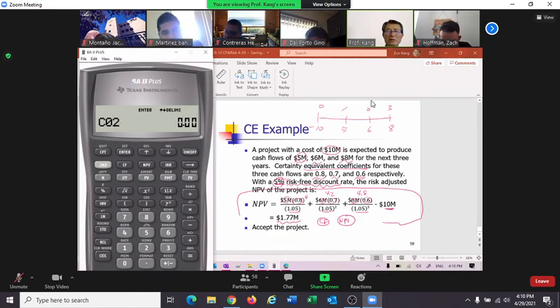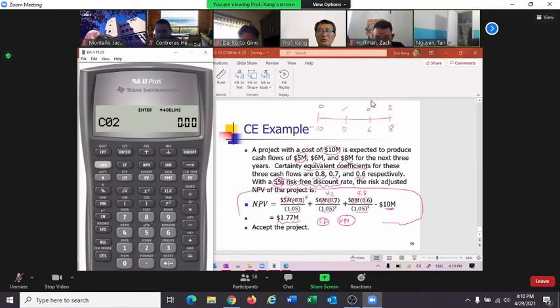And then C2 is what? 4.2. Enter. And C3 is now obvious, 4.8, 0.6 times 8. And go to NPV, I is what? 5%. Actually, there is only 5% there. So 5, enter, down arrow, compute. 1.77 million.